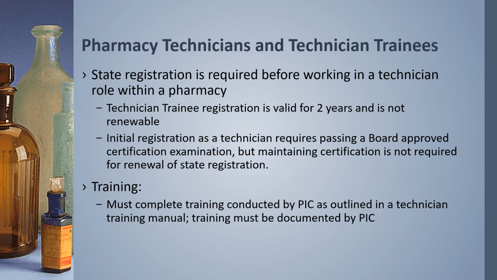When a technician becomes certified, or if an employee becomes a technician trainee, they must complete a training conducted by the pharmacist in charge as outlined in a technician training model. Now, there are different requirements for that that are dictated by the board. It's basically training to make sure that when they are in their role actively working in a pharmacy, they understand their roles and responsibilities of what they can and can't do. And this training has to be documented by the pharmacist in charge that the employee did complete it.